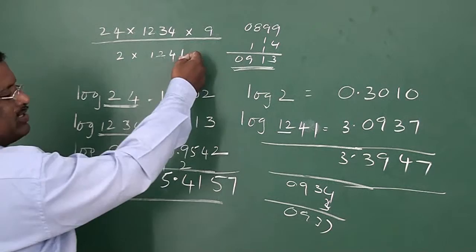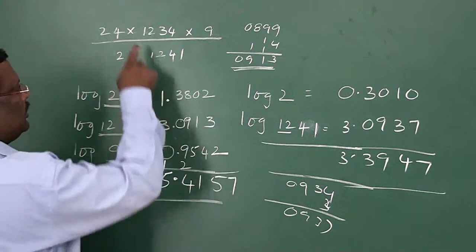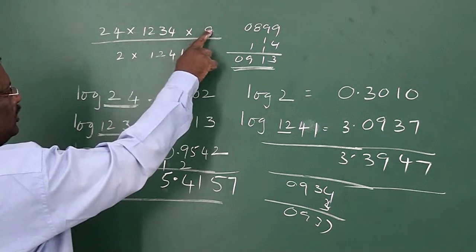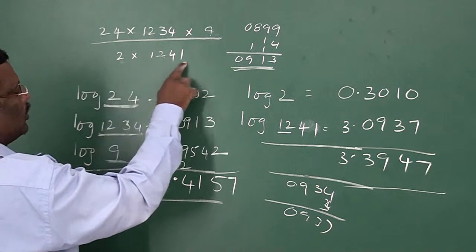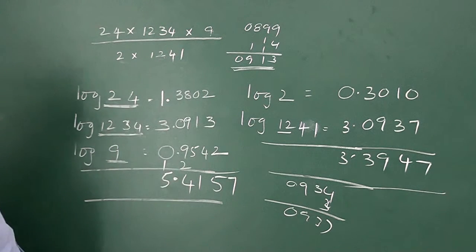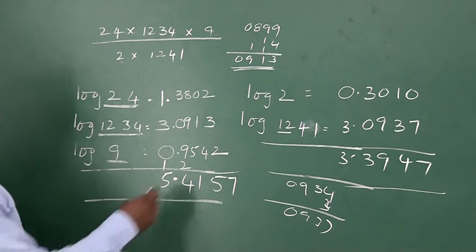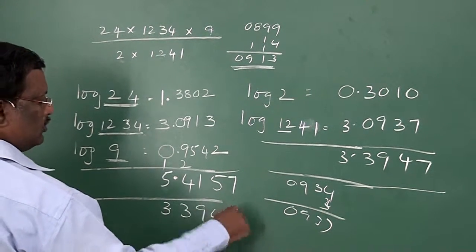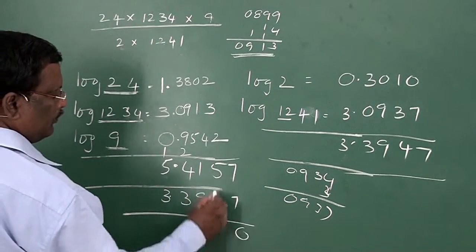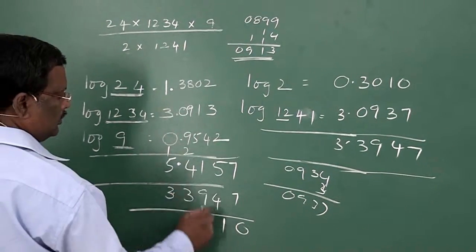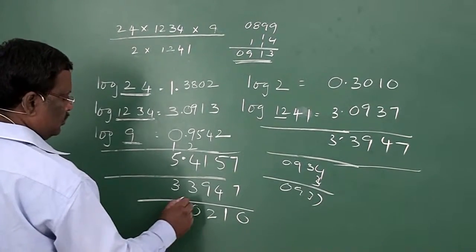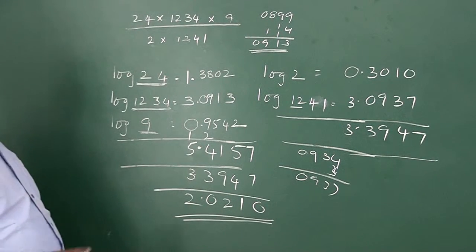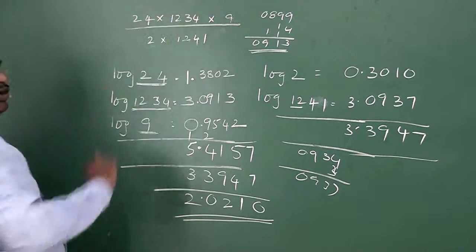Now it is divided by this, so you have to subtract the log value of the divisor from the log value of the product. That is 54, you have to subtract this one. From 5.4157, subtracting 3.3947, you get 2.0210. This is the log value for the answer of this problem.